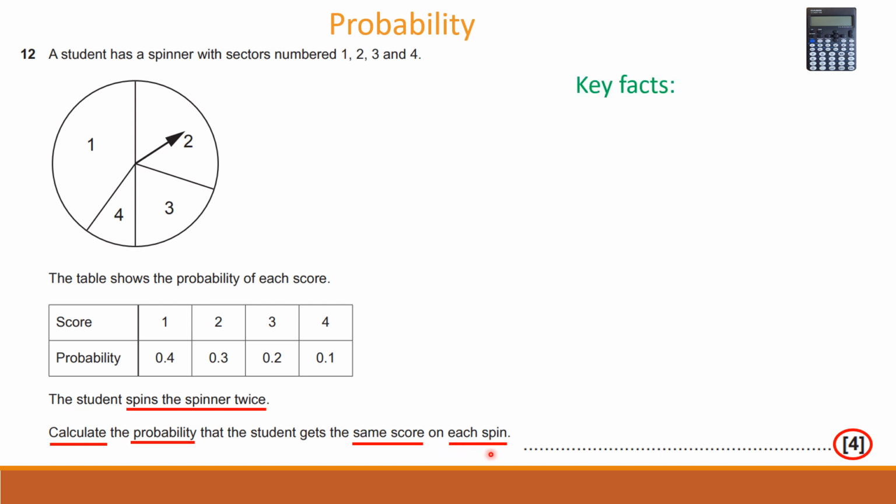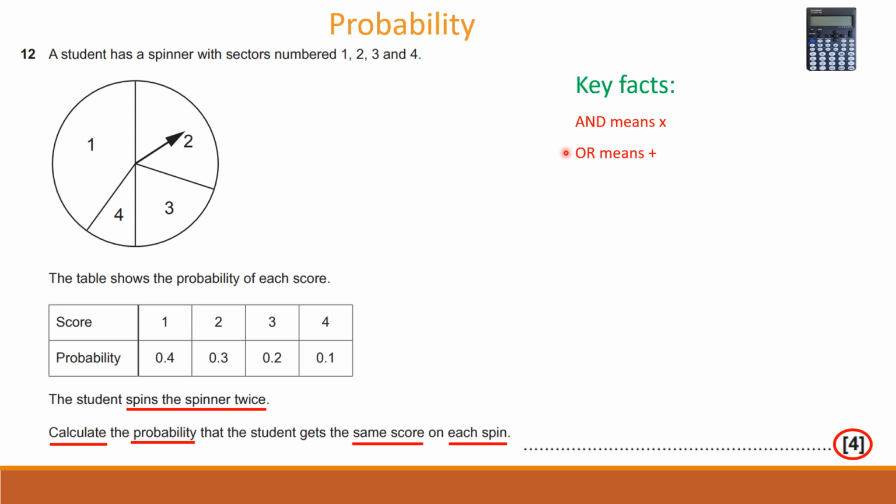The key facts. The word and in probability means multiply. The word or means add, and these two key words are really, really important. So when you're working out the probability and you want to get the probability of getting the same score, and you want the probability of getting a 2 and you want the probability of getting a 2, so this word here means you're going to be multiplying.